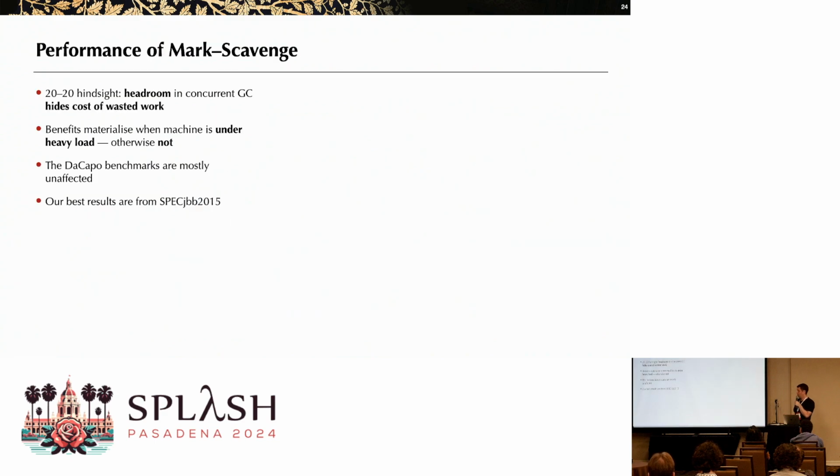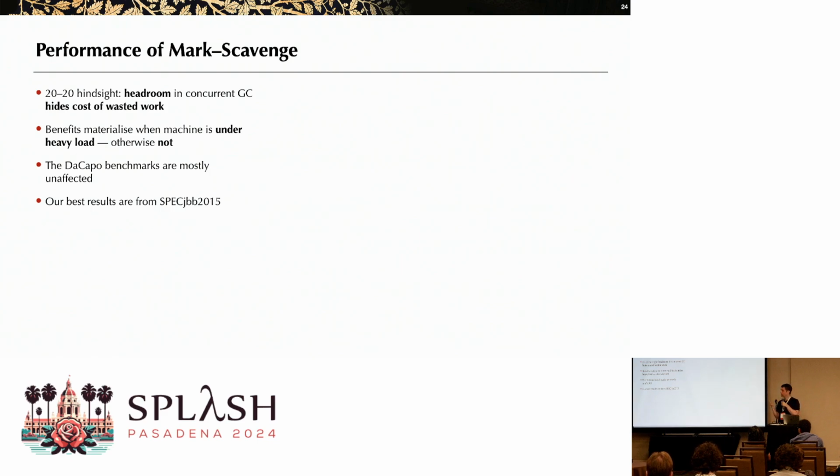So what about performance then? Well, the 2020 hindsight is that, especially in concurrent GCs, you typically need to have an ample amount of headroom in order to make sure you don't put the GC on the critical path for performance. So this headroom hides most of the cost of having this wasted work. So benefits typically materialize when the machine is under heavy load.